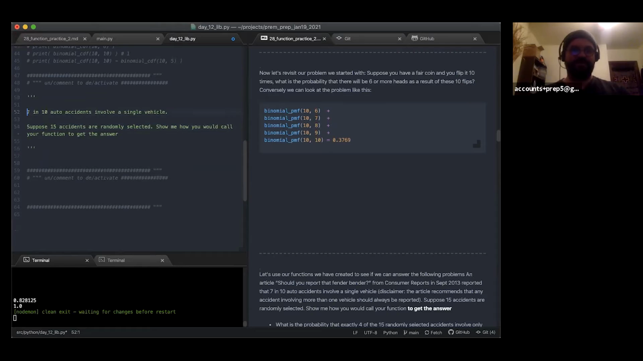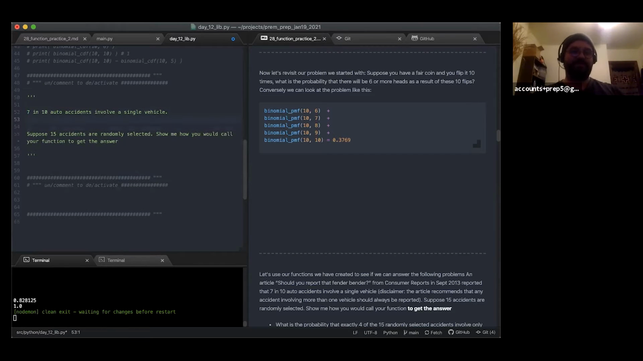So what piece of information does "7 in 10 accidents involve a single vehicle" represent? 70%, or a 0.7 probability, yeah. So this is our P, right? So I could say P equals 0.7. Cool.